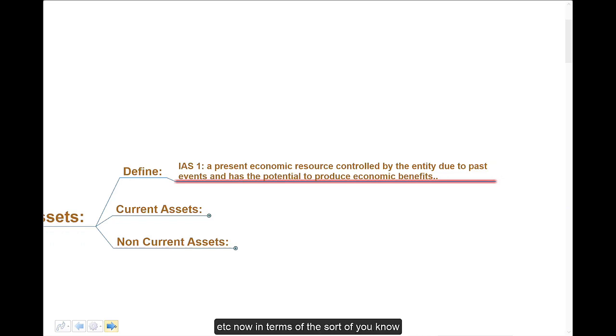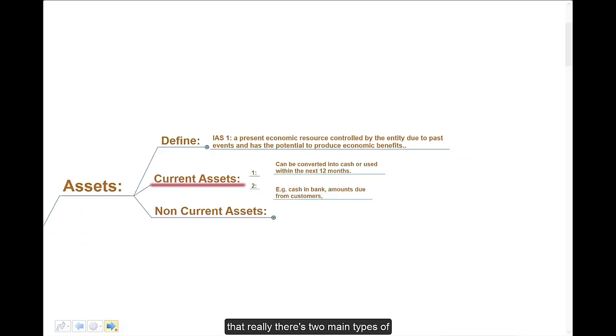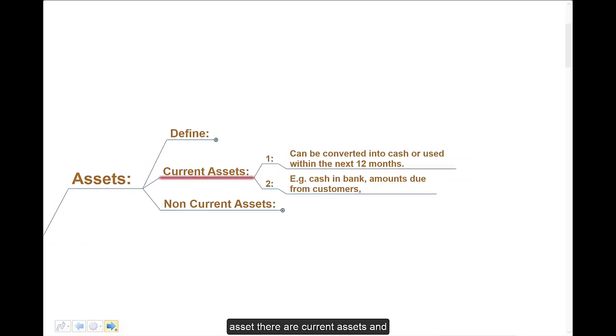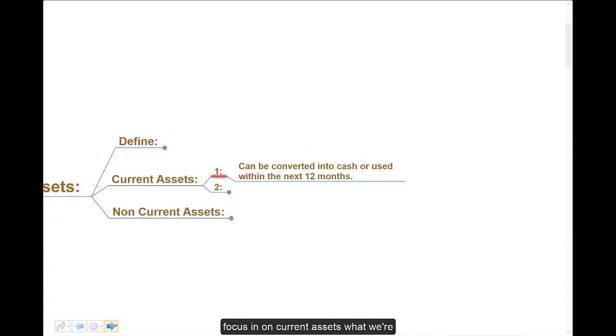Now, in terms of the split of assets, we'll note from the top part of the statement of financial position that there are two main types of asset. There are current assets, and indeed there are non-current assets. Let's focus in on current assets. What we're talking about is assets that can be converted into cash or used within the next 12 months.